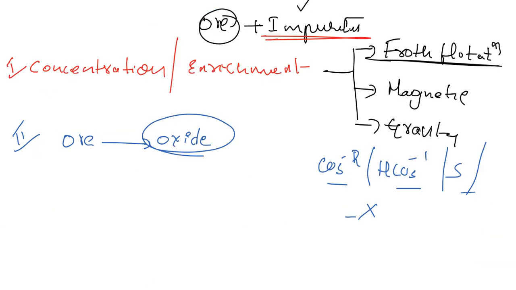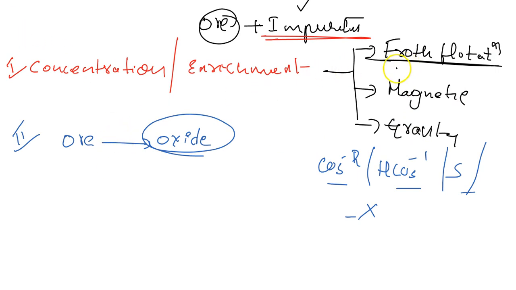Let us quickly go back and have a quick summary. We are talking about the steps involved in the entire metallurgy or extraction of metal from its ore. The first step stands to be concentration, which is nothing but removal of impurities. And this removal of impurities can happen in different ways based on the nature of ore. Froth flotation for sulfur containing ores, magnetic separation for iron containing ores, and for rest of them gravity separation.